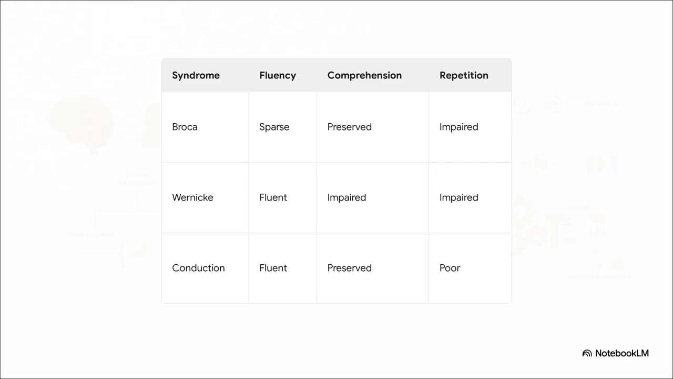Finally, let's look at conduction aphasia. Here, speech is fluent, maybe a few phonemic errors, and comprehension is completely preserved, but their repetition is very poor. This is your classic arcuate fasciculus injury, where the receptive and expressive language centers basically get disconnected.